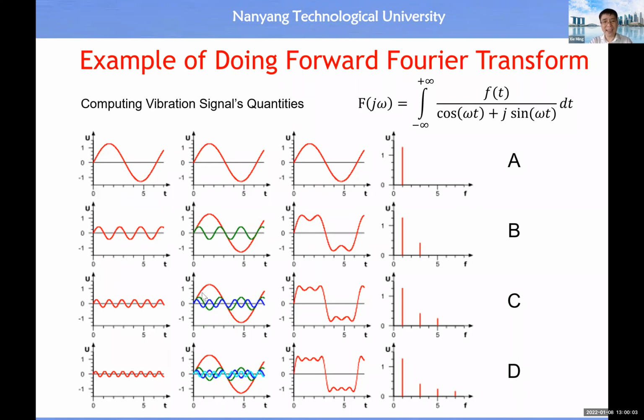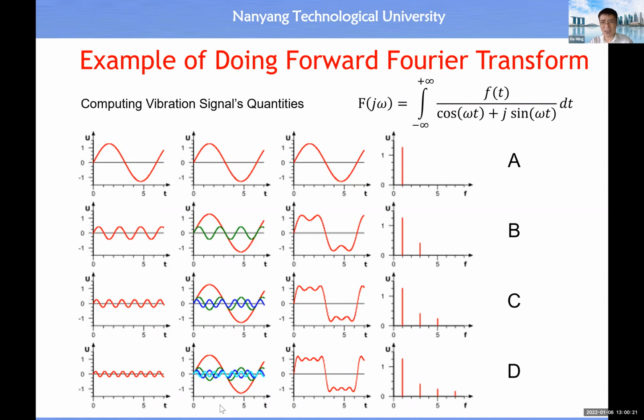All right. Then the third situation, we combine three sine functions together. Then the time function looks like this. Then we apply Fourier transform. Then you see we get three peak responses at three locations along the frequency axis, right?